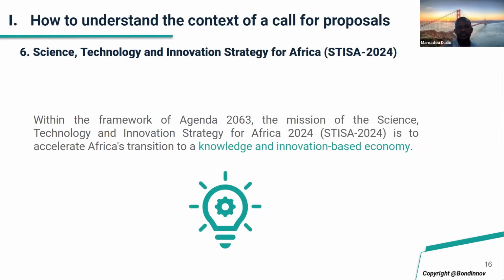cooperation between the African Union and the European Union. So also at point 6, you have the technology innovation strategy for Africa within the framework of Agenda 2063. The mission of the Science, Technology, and Innovation Strategy for Africa 2024 is to accelerate Africa's transition to the knowledge and innovation-based economy.